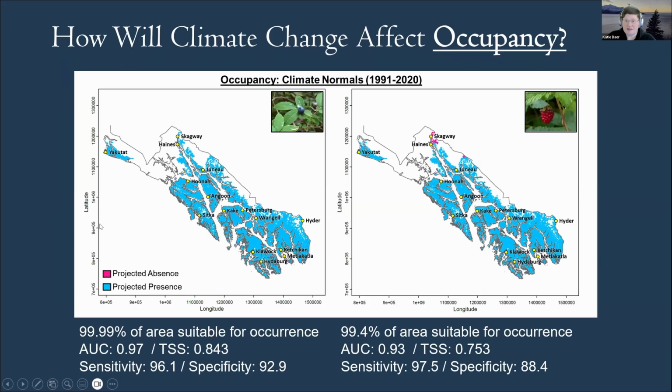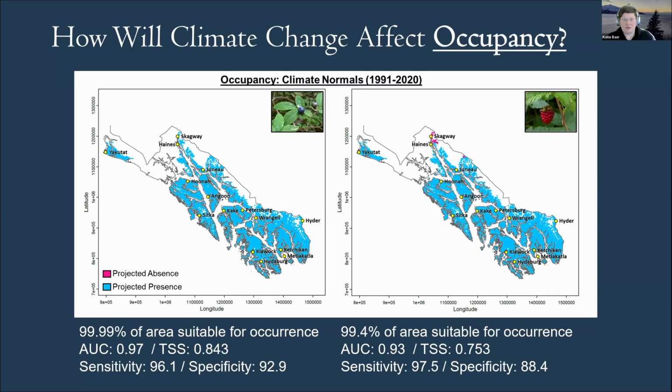So just to orient us to these maps, because we're going to be seeing a few of these in the coming slides, here we have maps of Southeast Alaska with the forested areas of the Tongass colored in either blue or pink. Blue indicates an area that's projected to be suitable for the occurrence of these species, and pink indicates an area that's climatically and topographically predicted to be not suitable. So this is kind of taking a climate suitability prediction and just binarizing it.